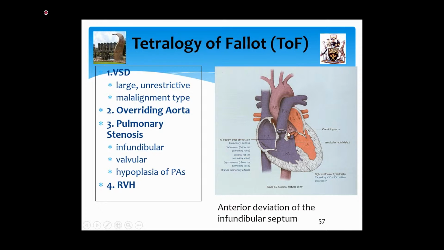Then, because of this obstruction to flow into the right ventricle, and some of the blood flows into the aorta, the right side gets hypertrophied, and it gets worse as the child grows. And the obstruction to right ventricular outflow also worsens with age. So that is the 4 things that occur: VSD, overriding aorta, pulmonary right ventricular outflow tract obstruction, either pulmonary stenosis or below the pulmonary valve, and the subsequent right ventricular hypertrophy.